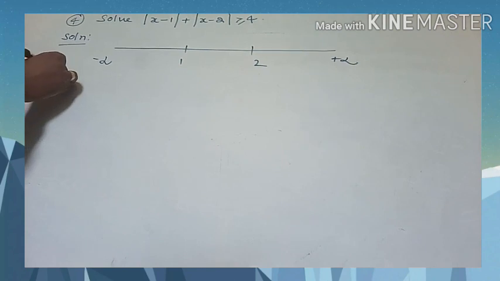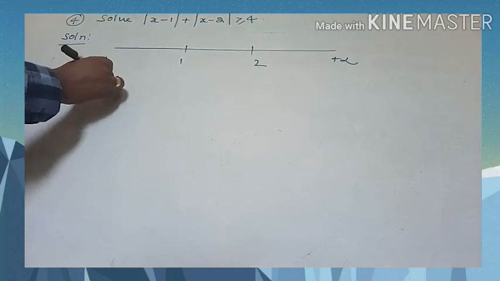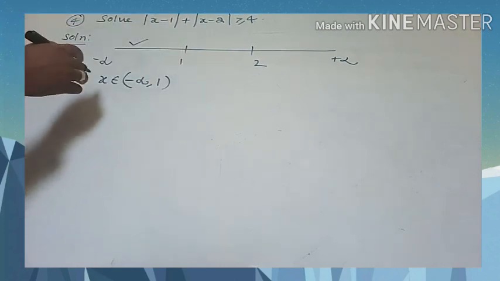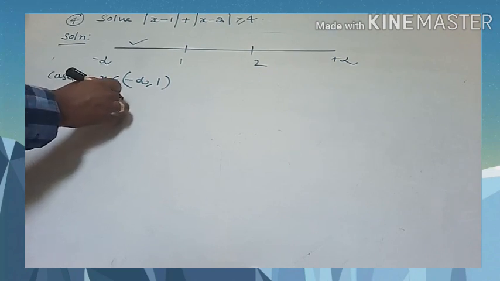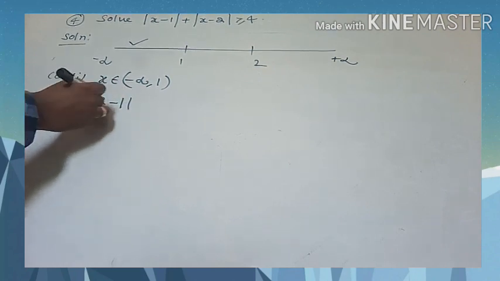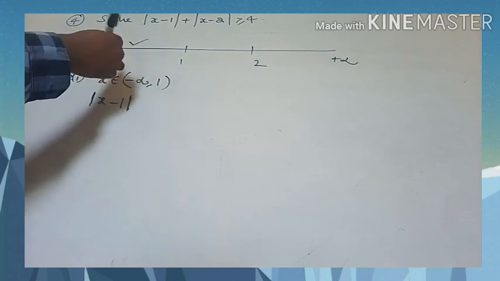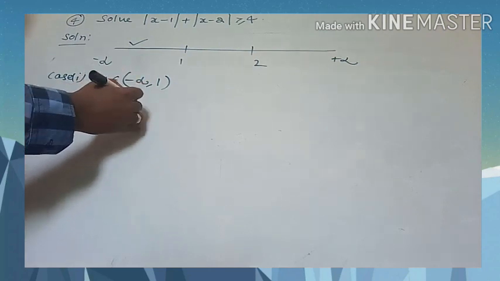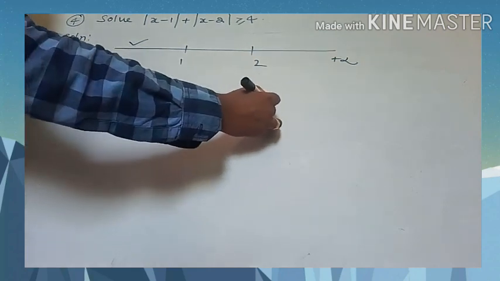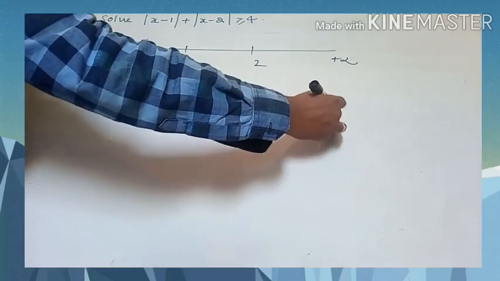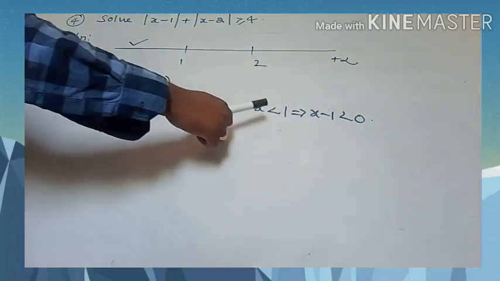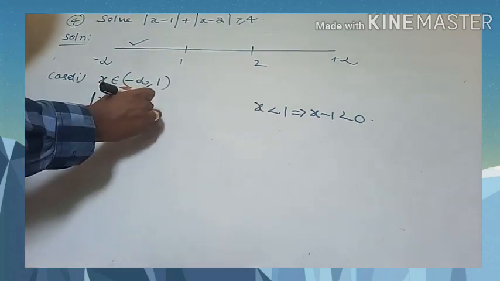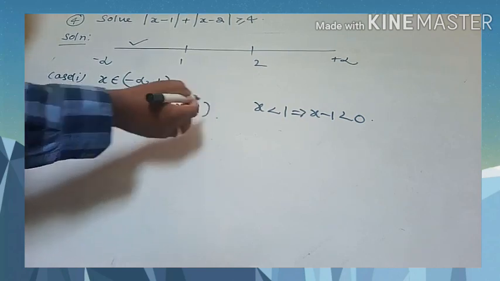Now let us take case 1, when x belongs to minus infinity to 1. This is the interval we are answering first. In this interval, what happens to modulus of x minus 1? Minus infinity to 1 means x is less than 1. That means x minus 1 is less than 0. When x minus 1 is a negative quantity, we are going to take it as minus of x minus 1.